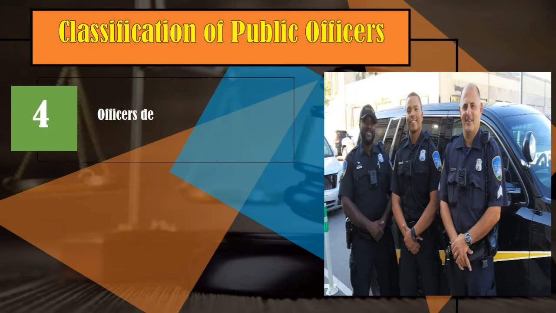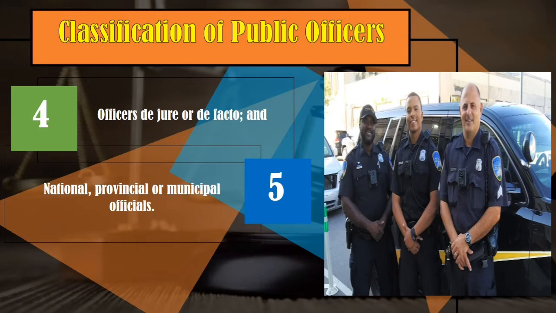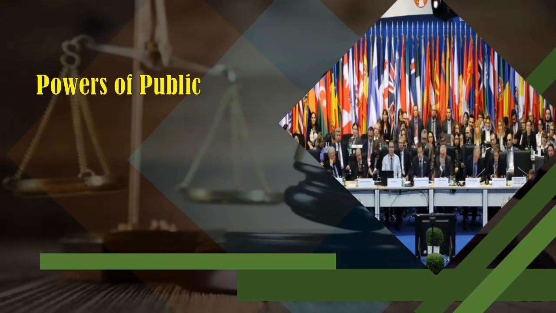When we speak of de facto officer, this is one who has the reputation of being the officer he assumes to be. However, he is not a good officer in the point of law. While the de jure officer, he is one who is in all respects legally appointed and qualified to exercise office. And national officers are those that hold positions under the national government, and provincial or municipal officials are those that hold position under the province or municipal or city offices. Now let's have the powers of public office.